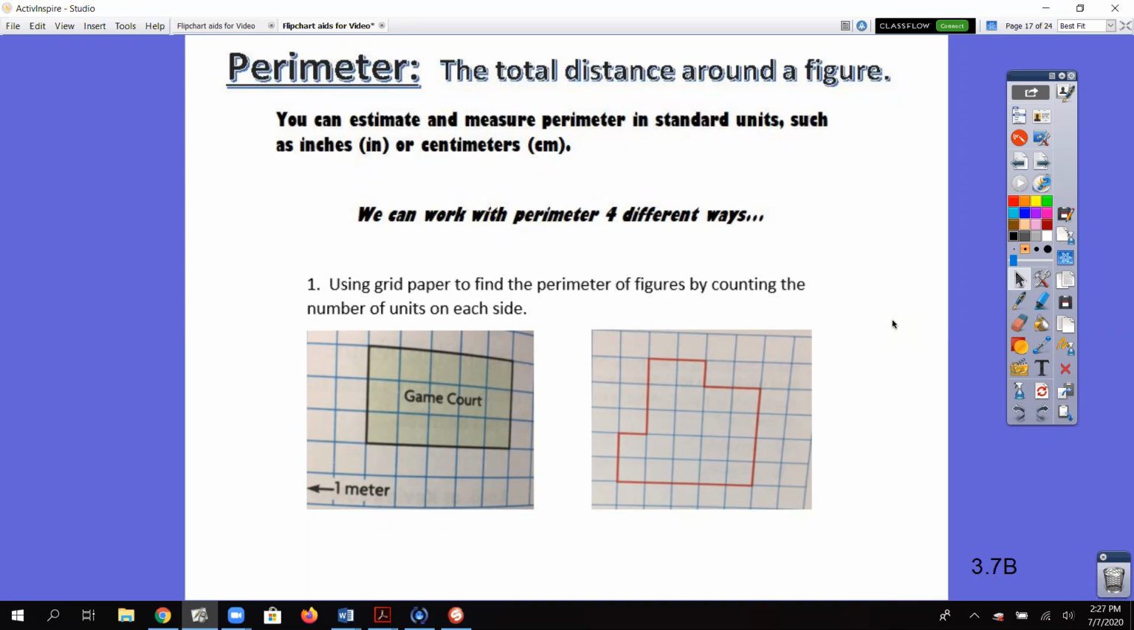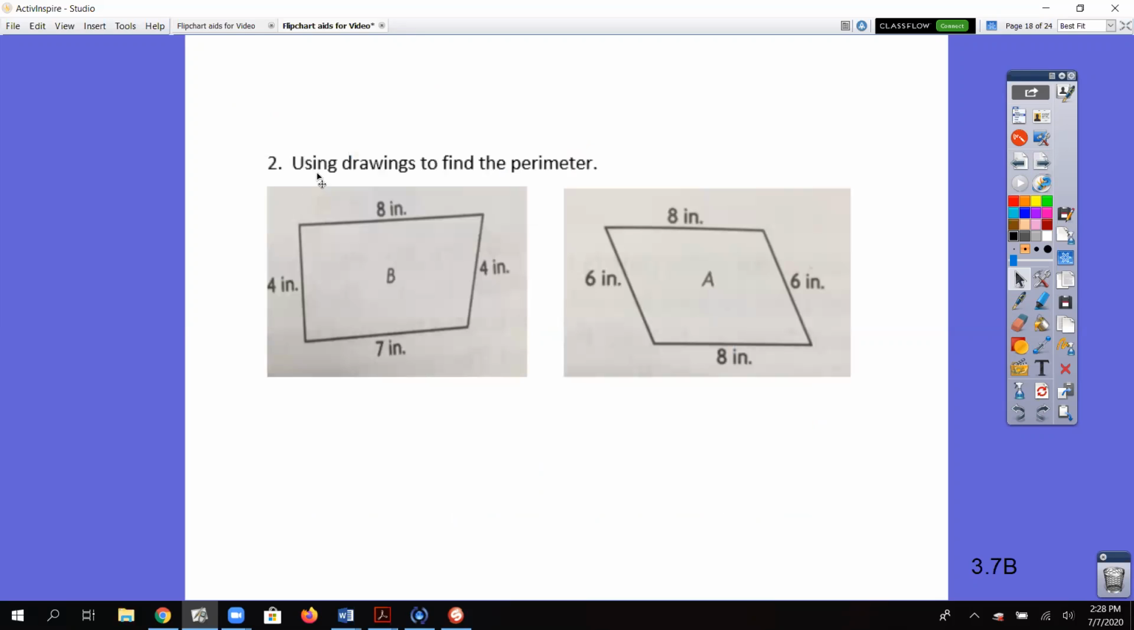The first way is using grid paper. Grid paper can come in centimeter size and come in inches. So here's an example of that. And in a minute, we're going to go through each of the 4 ways and do one example of each. The second way is to use drawings to find perimeter. These are typically polygons, squares, or rectangles, or hexagons, or even just irregular polygons, just like these.